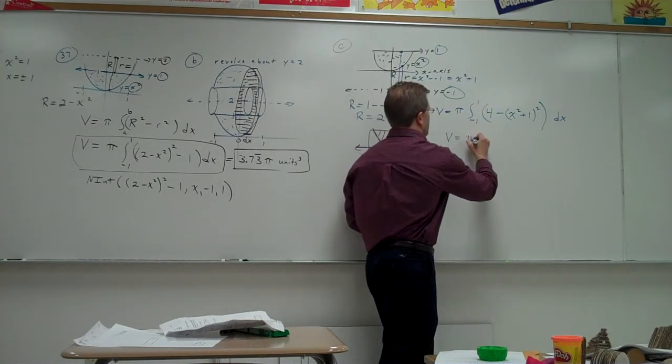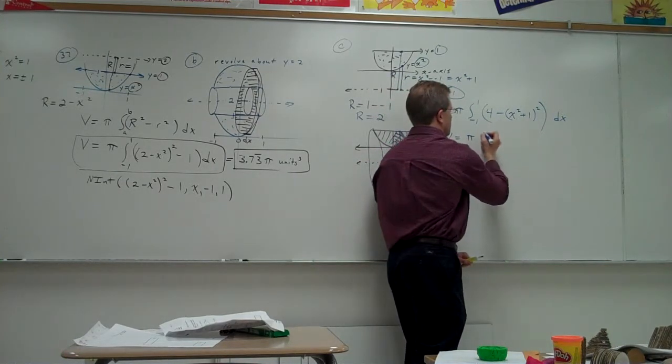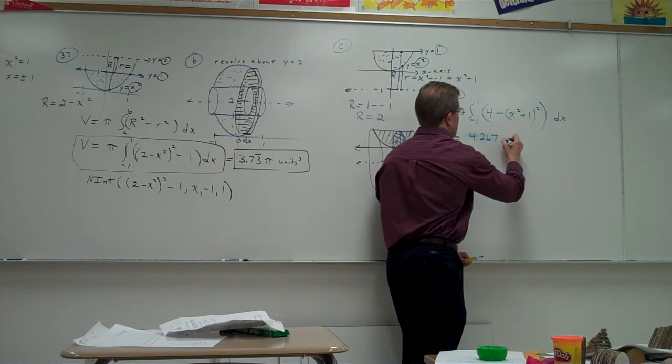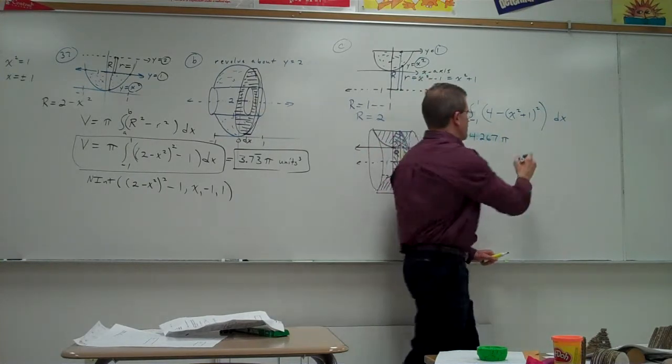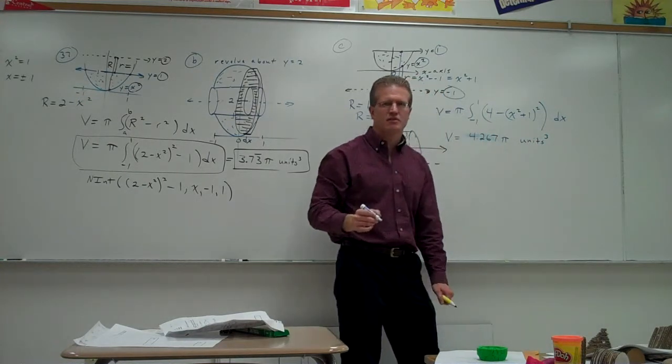Anybody know what you get if you type that in the calculator? 4.267. 4.2 what? 4.267 pi cubic units. Anyone else type it in and get the same thing? Yeah. Okay.